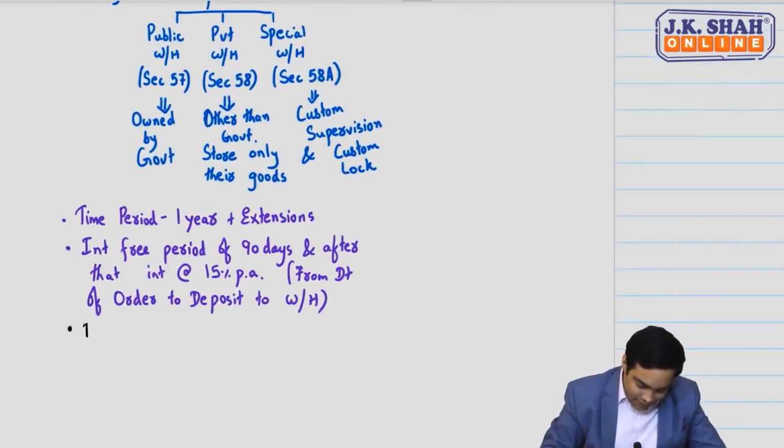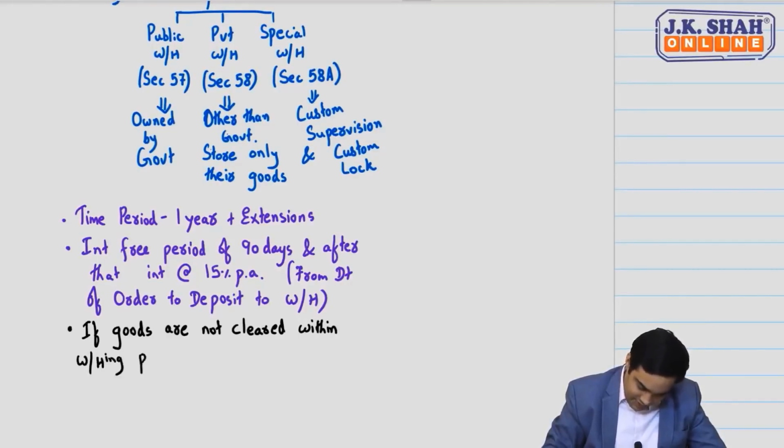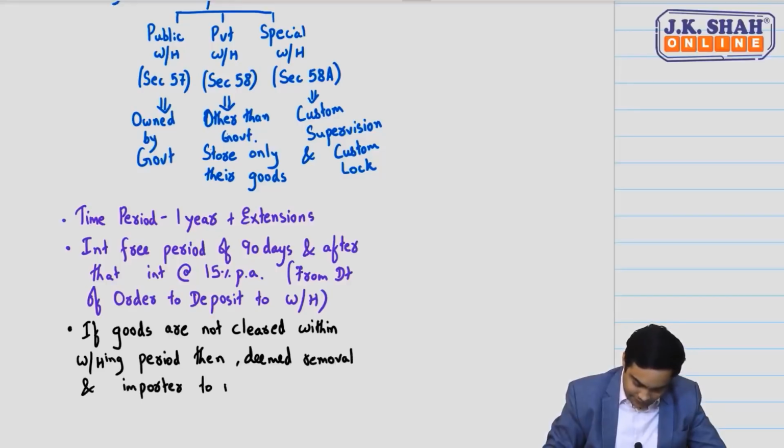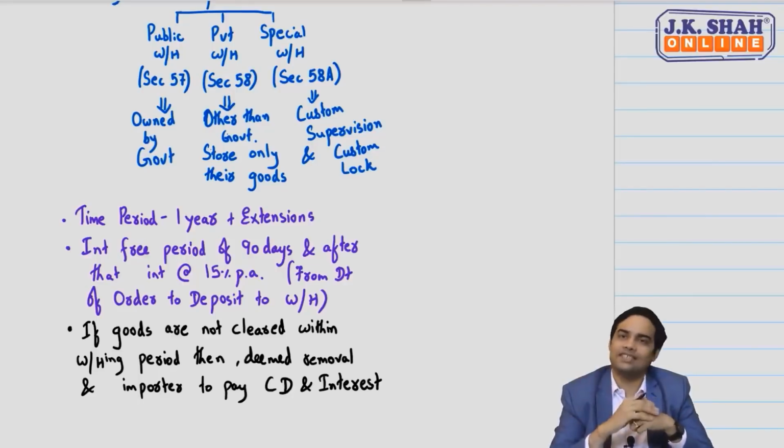Now, if goods are not cleared within warehousing period, then deemed removal and importer to pay custom duty and interest. Now, say suppose the warehousing period allowed for you is 1 year and thereafter you did not seek an extension. The moment 1 year comes to an end, that's the deadline. After that, it's a case of deemed removal. Importer is liable to pay custom duty as well as interest.